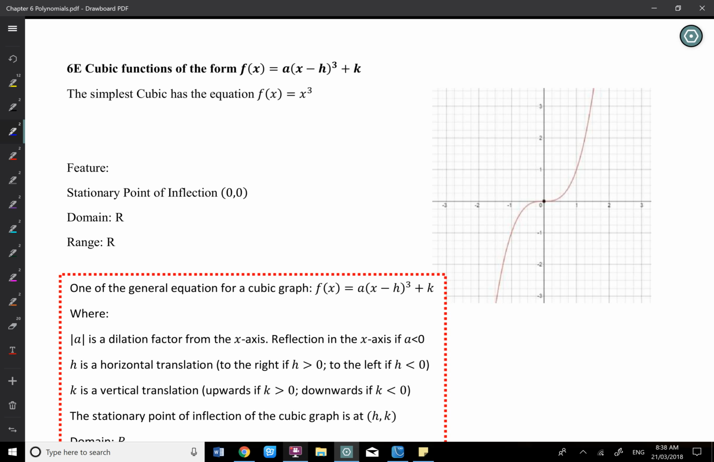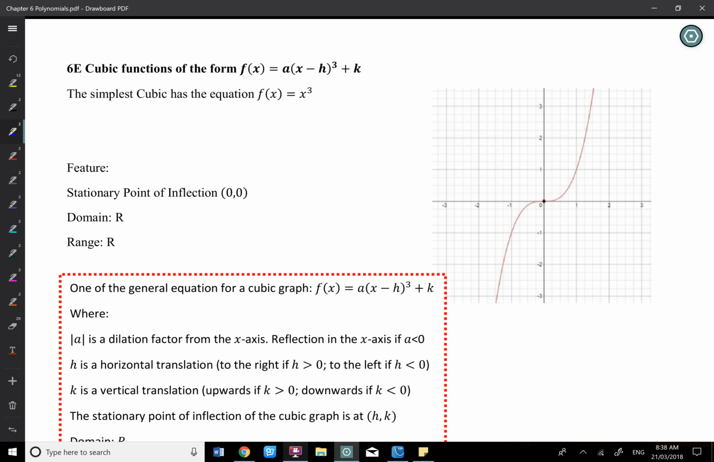For this type, we will have a stationary point of inflection at 0, 0. Well, we will have the stationary point of inflection at h, 0. So that's what we will have. And then we can see the domain and range are both R. If there's no restriction for the cubic graph, there's no restriction on the domain, so we can take everything, and the range will be R as well. So that's for the cubic graph.